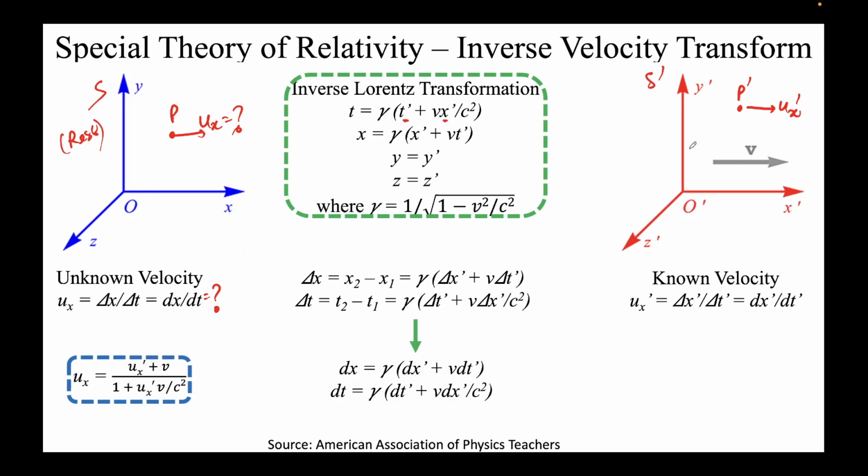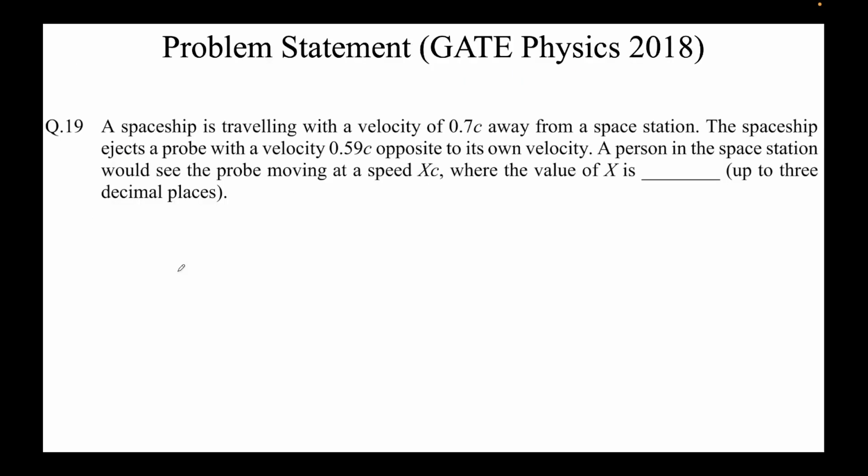I just reiterate that ux prime is the speed of the particle p in frame S prime, the moving frame. V is the velocity of the moving frame itself. Ux is the velocity of the same particle when observed from the rest frame, the S frame in this case. So these are the definitions of ux prime, ux and v. Please keep that in mind. Now we come back to our problem.